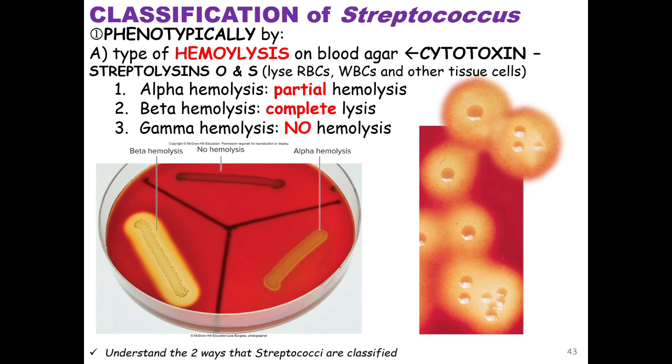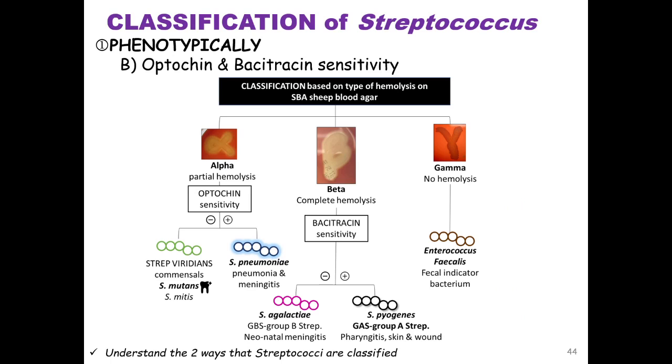Alpha hemolysis is partial hemolysis. When I talk about Streptococcus pneumoniae, it is capable of alpha hemolysis, and then gamma hemolysis is no hemolysis. And like I said, we'll be looking at this slide in lab, and we're going to go through our series of tests so we can identify gram-positive cocci in chains. So if we were to do a gram stain, then we could use biochemical testing to tell them apart.